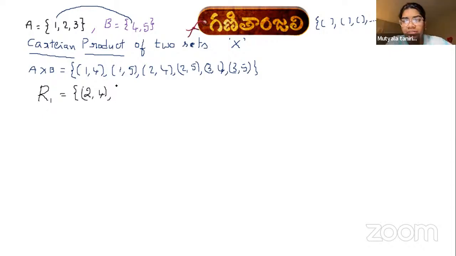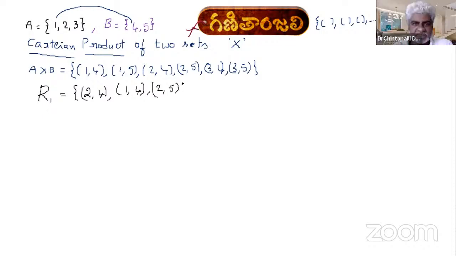And 1, 4, and 2, 5. That's it, sir. Yes, this is one of the subsets. How many elements are there in A cross B? 3 times 2 is 6. Yes, 1, 2, 3, 4, 5, 6. There are 6 elements in total in A cross B.